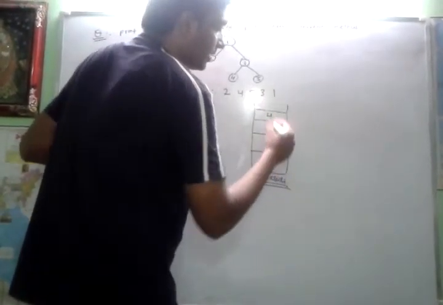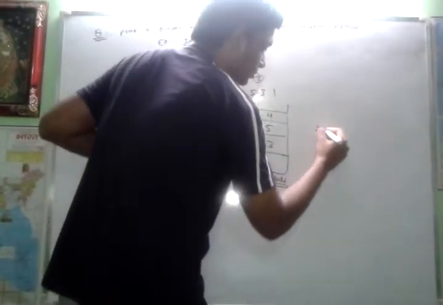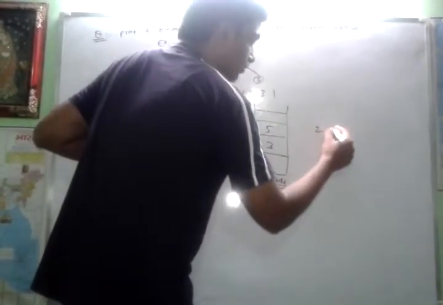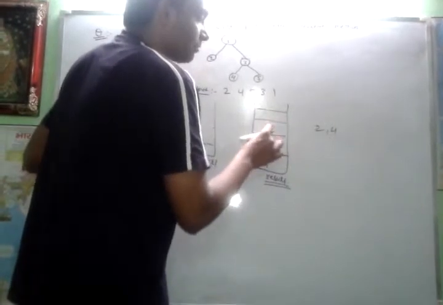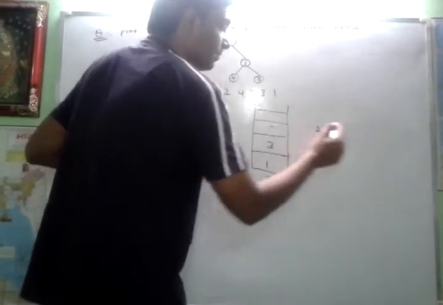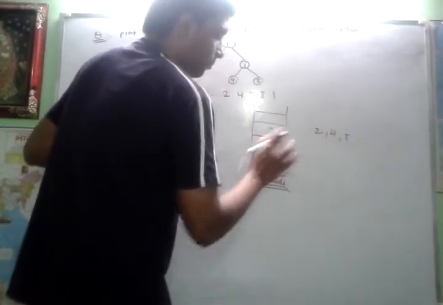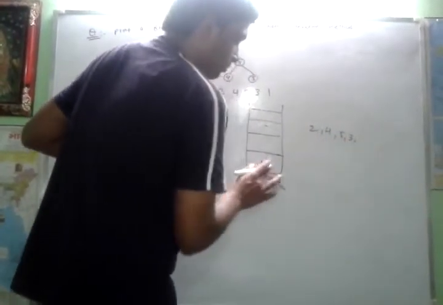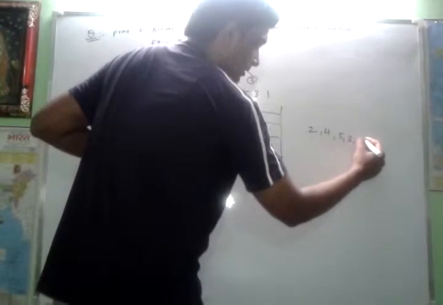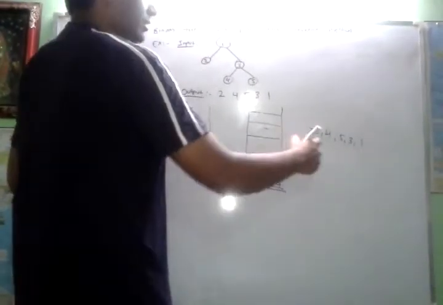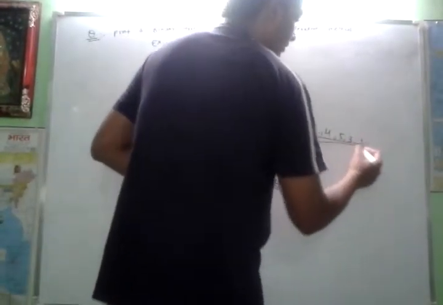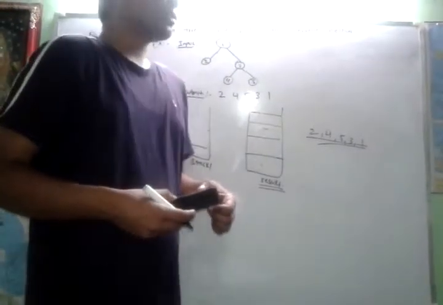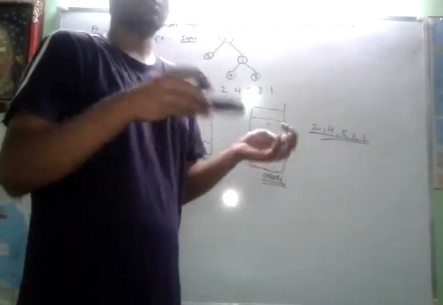So we pop the top element, which is 2. Again we pop the element from the result stack, 4. We pop the element from the result stack, 5. We pop the element from the result stack, 3, and we pop the element from the result stack, 1. This is the post order traversal. Let's see the code, and after that we are going to discuss one example based on that code.